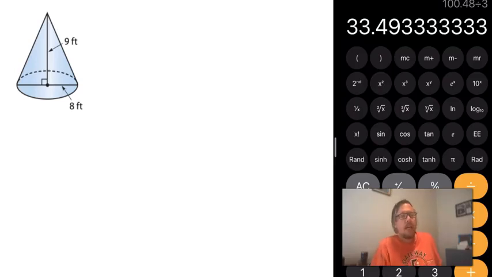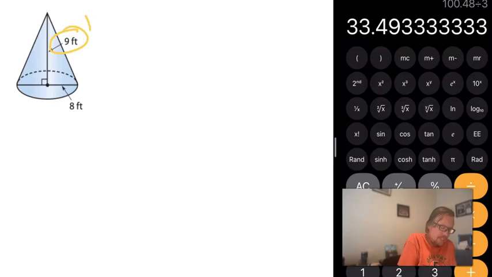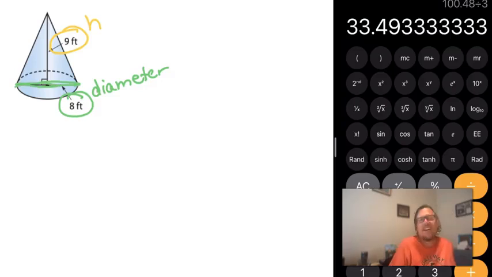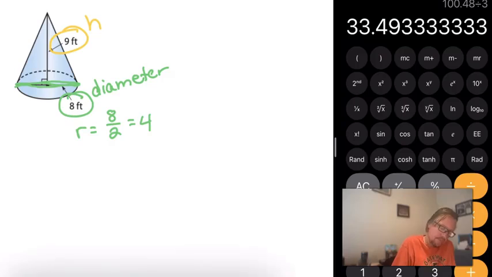Okay, this one almost gives us the two measurements that we need. It gives us the height, which is nice, but it does not give us the radius flat out. It gives us the diameter of 8. See how the line goes all the way across? So we need to find the radius, which is pretty simple. You just do diameter divided by 2. So radius is 4. Great.